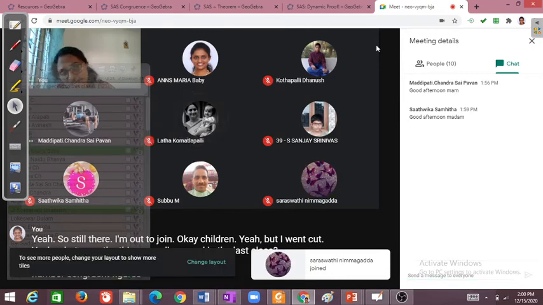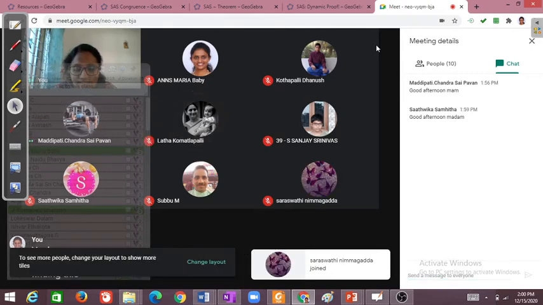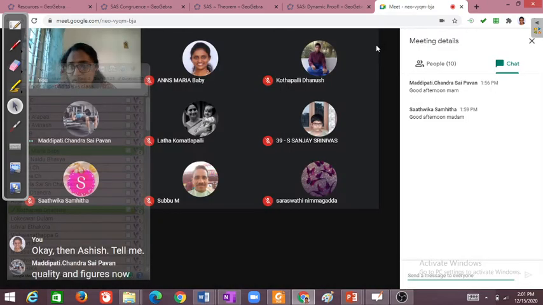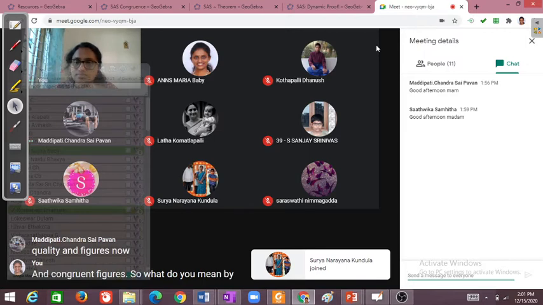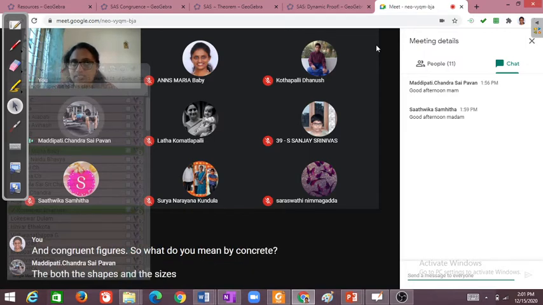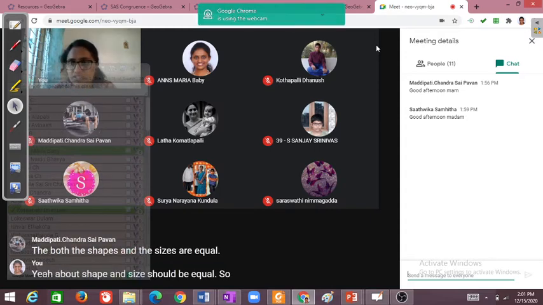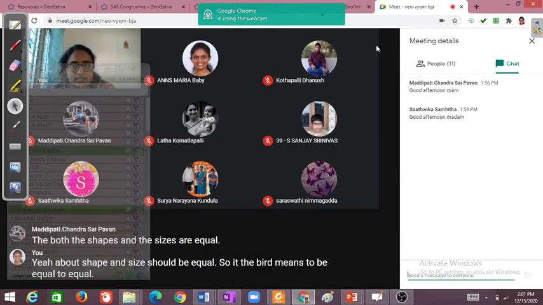Congruent figures. Okay, then Ashish, tell me. Congruent figures, ma'am. So, what do you mean by congruent? Both the shapes and the sizes are equal. Yeah, both shape and size should be equal. So, the word means to be equal. Okay, good.